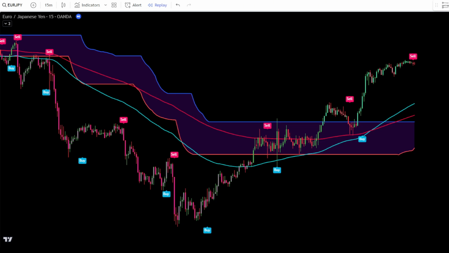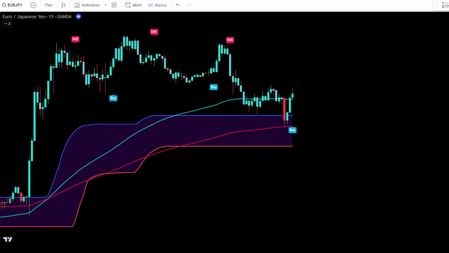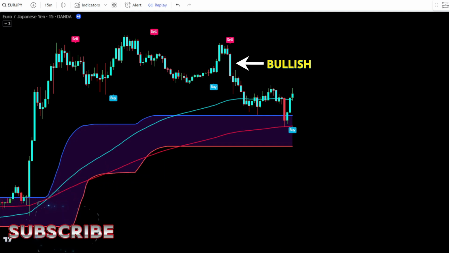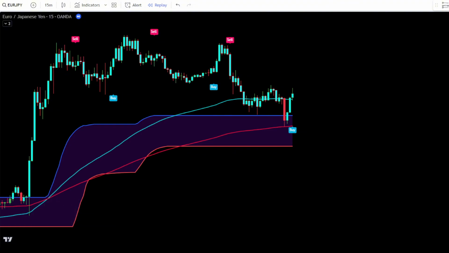To make this clearer, let's discuss how to place buy and sell entries using this scalping strategy. How to place a buy entry. If the price candlestick successfully breaks out above or is above the high and low optimized trend tracker indicator, this serves as the initial signal of a bullish trend.